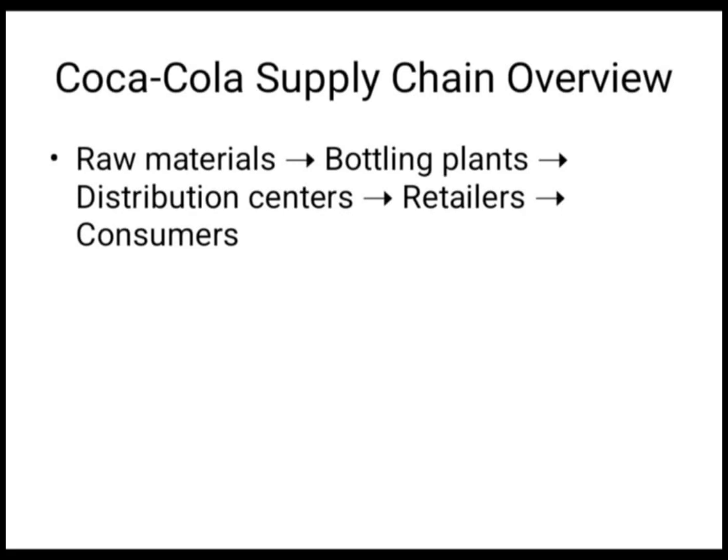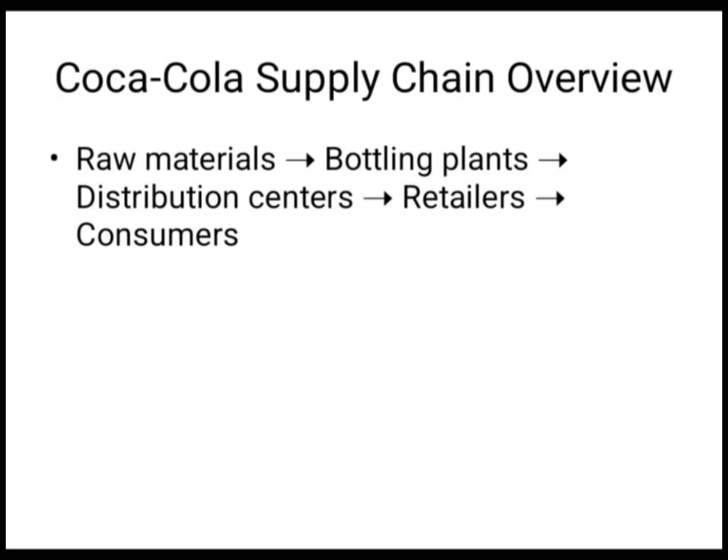So in this example, the consumers are the ones who consume the products, and they avail of them from sari-sari stores or other mini stores, or the local tindahan. So they are the end of the chain. That's how I understand it. And then lastly, the Coca-Cola supply chain overview.